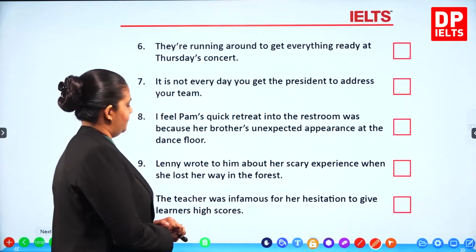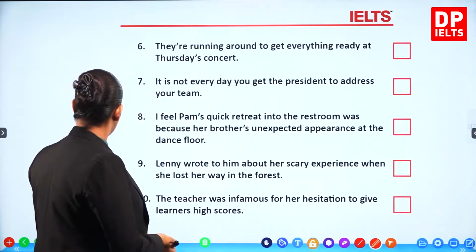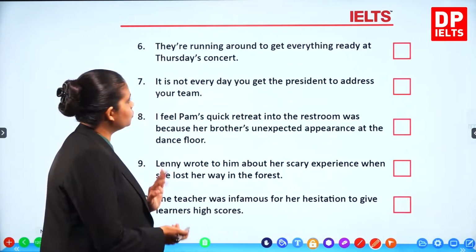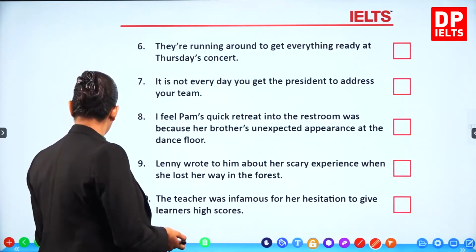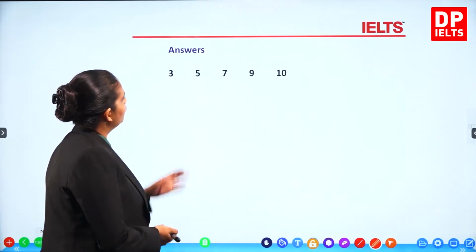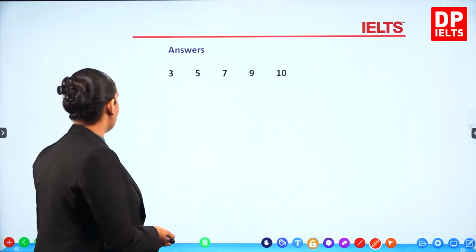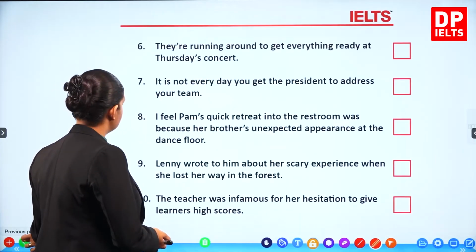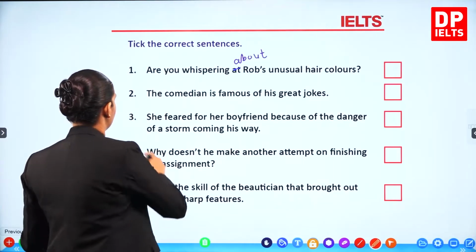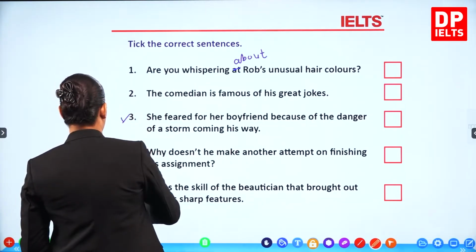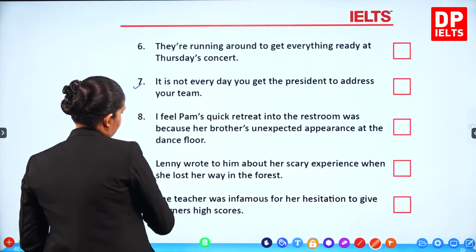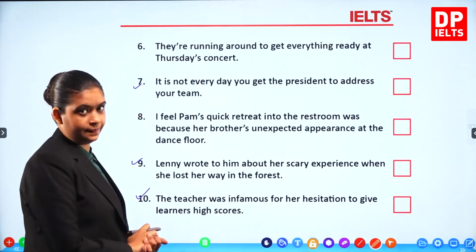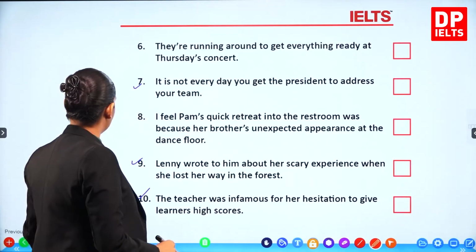Right, okay. Now, check which ones do you think are correct, okay? Let's have a look at the answers. 3, 5, 7, 9, 10 are correct. So they say 3, 5, 7, 9 and 10 are correct. Okay, let's have a look at it.